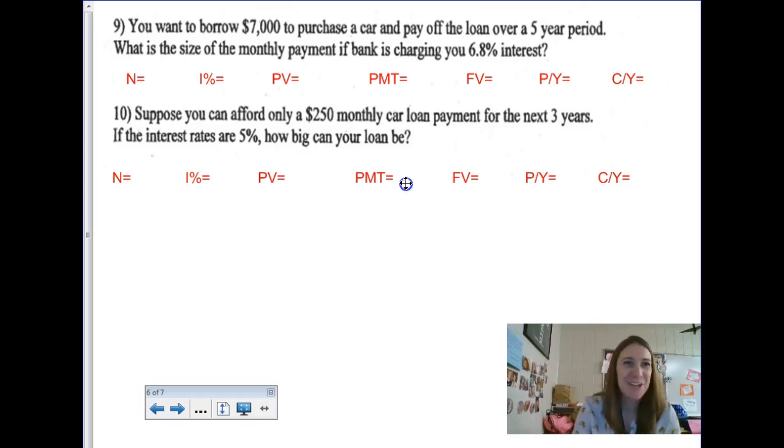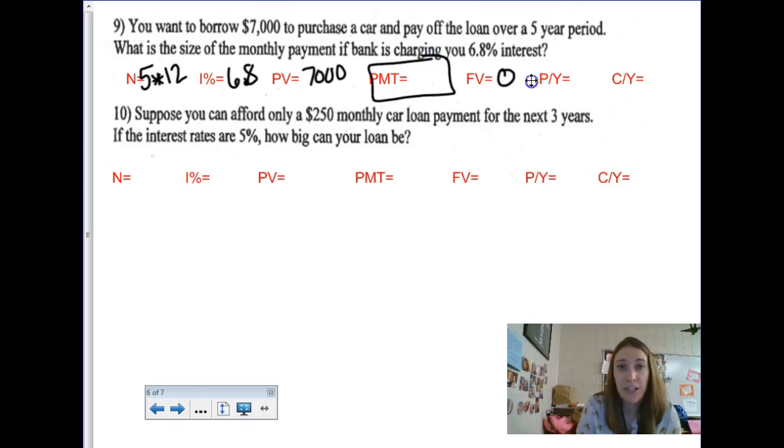All right, number 9. You want to borrow $7,000 to purchase a car, paying off a loan over a 5-year period, and we're making monthly payments. And how big should those monthly payments be? At 6.8% interest. So 5 years making monthly payments. Interest rate is 6.8. Now the present value of your loan is $7,000. The future value better come out to nothing, so I don't owe any more money. We're going to be calculating the payment, and then monthly payments and monthly compoundings.